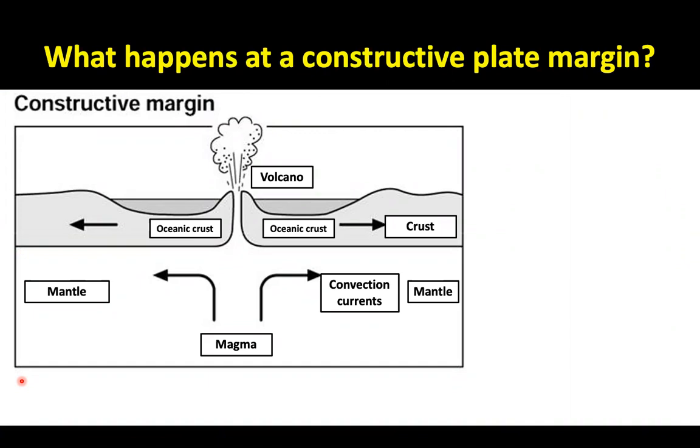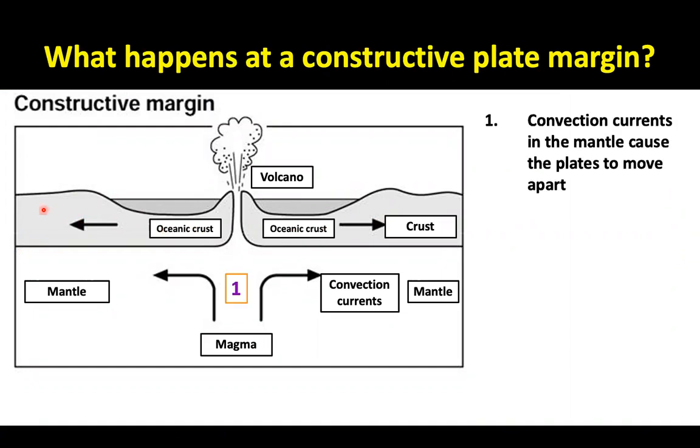This is where land is being made and you have two oceanic plates or oceanic crusts, and you can see from the arrows they are moving apart from each other. They're moving away from each other. I'm going to explain to you what is going on here. So, first of all, we have convection current in the mantle, causing the plates to move apart. Now, we looked at convection current in week 4, so hopefully you'll be familiar with these.